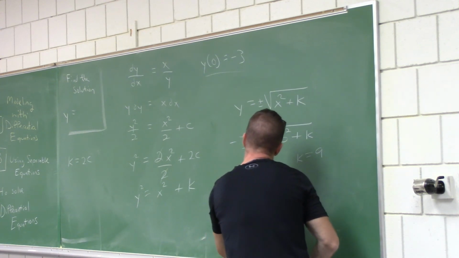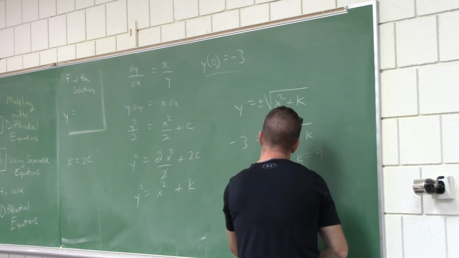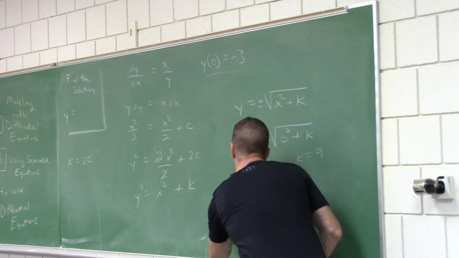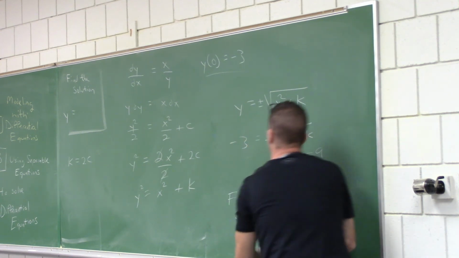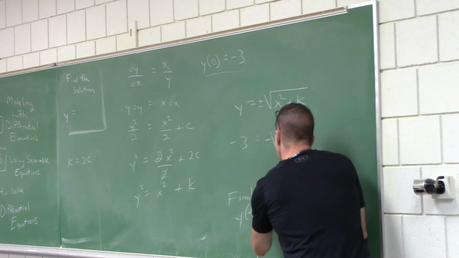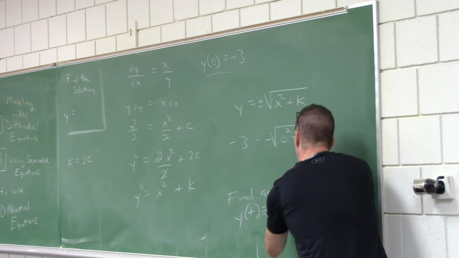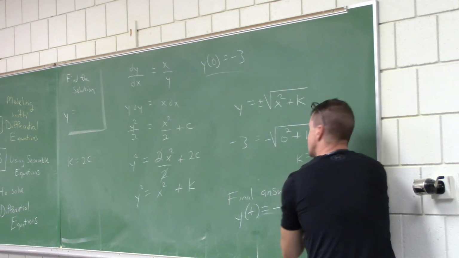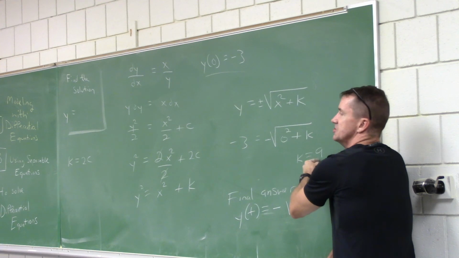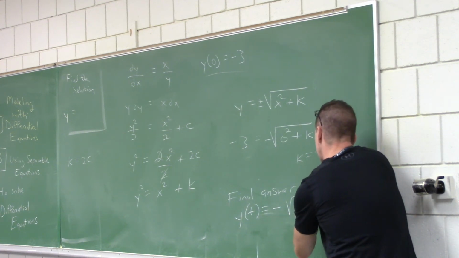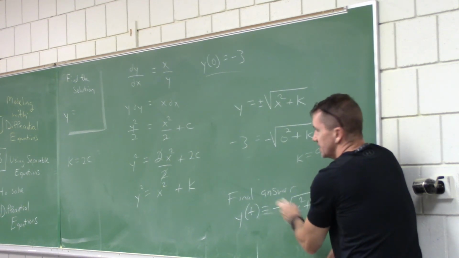So the final answer, what is the answer to this problem? Here it is. We're not going to put the plus, we're going to put the minus. y of x is equal to negative square root of x squared plus, you can use K or 2 times C. I just used K. What was K? 2C, which is this 9.